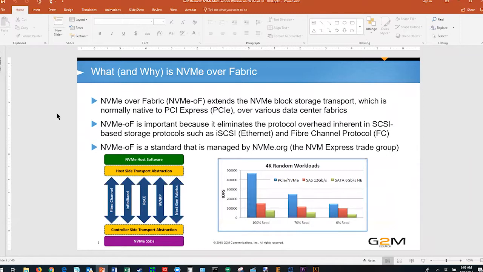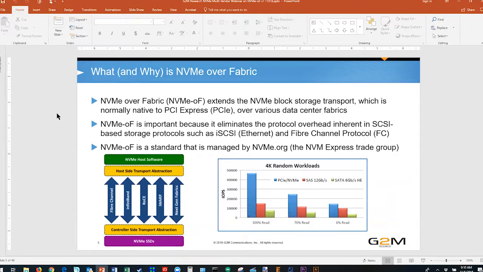Let's talk a little bit first about what NVMe over Fabric is and why it exists. NVMe over Fabric extends the NVMe flash-based block storage transport protocol to fabrics that are used in the data center. NVMe was originally put together for PCI Express. The reason it's important is that it eliminates a lot of the protocol overhead that was inherent in the previous SCSI protocols. Think here of things like iSCSI or Fiber Channel Protocol, which were really built around rotating media. NVMe got rid of all that, and NVMe over Fabric takes that same concept and extends it to fabrics.